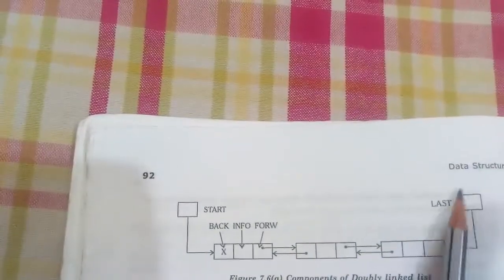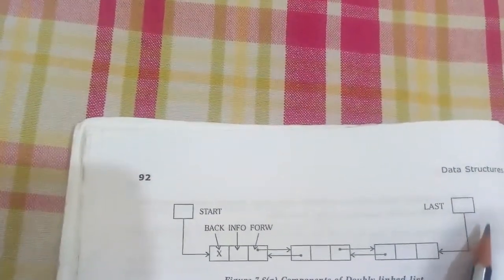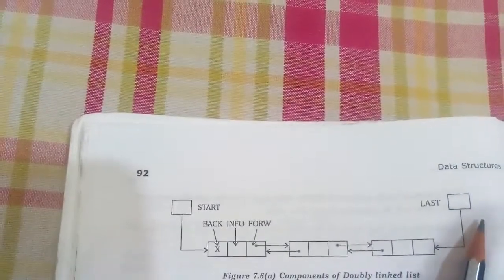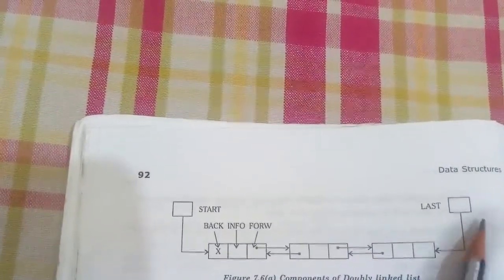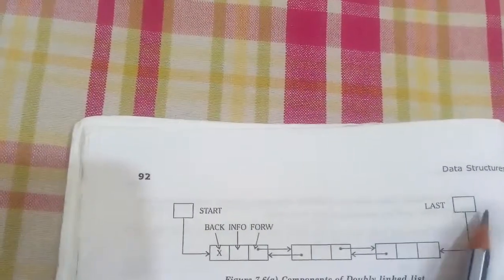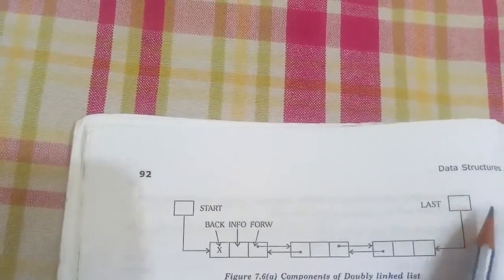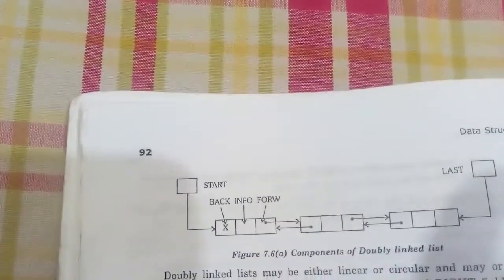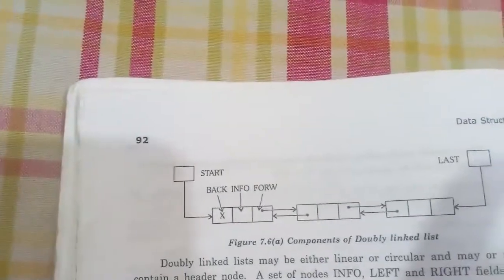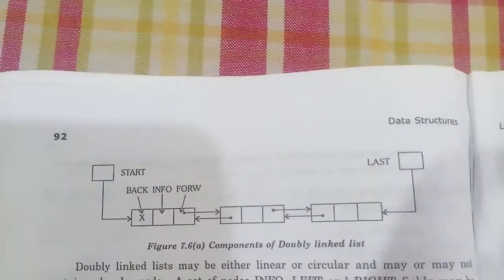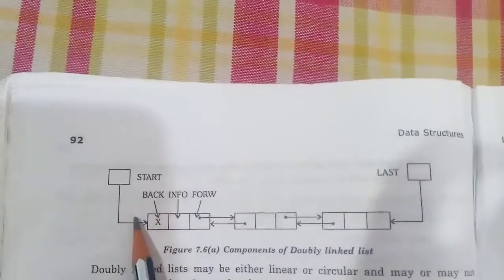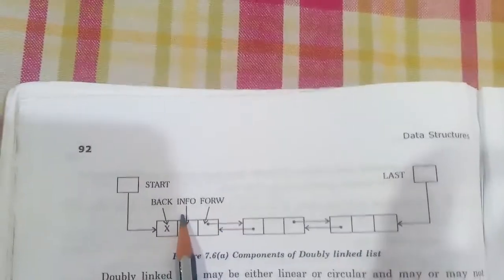So here last which represents the value of the final node or the null value. So here it represents the empty list. So these are all the components of doubly linked list: back, forward, information.